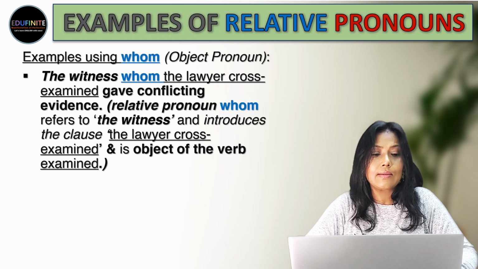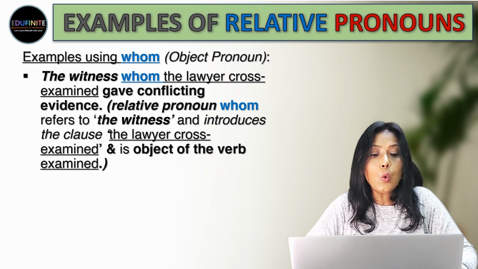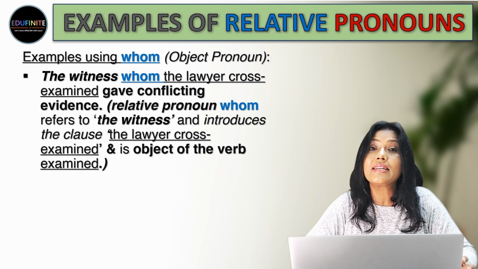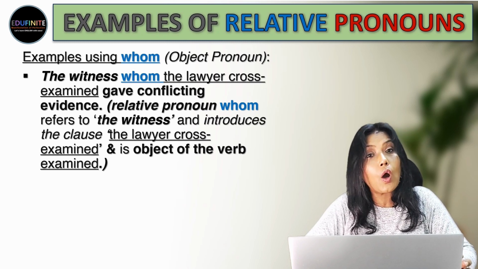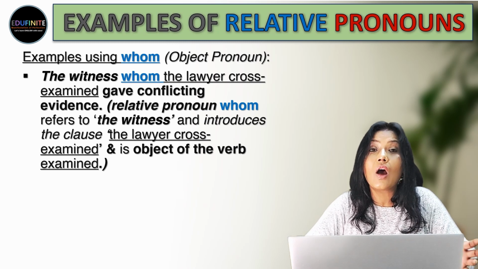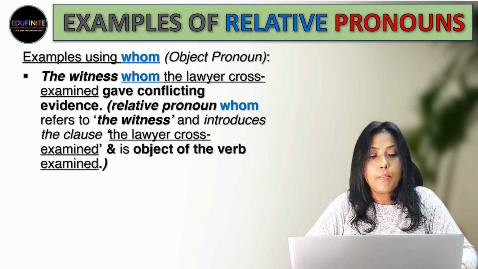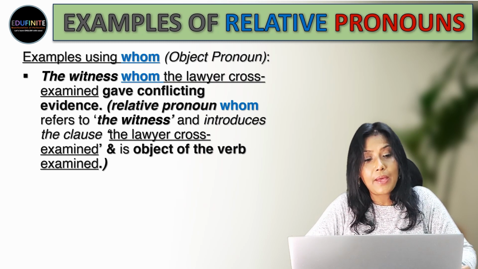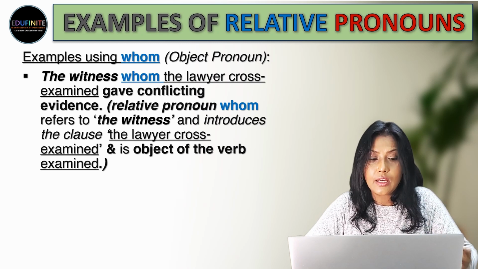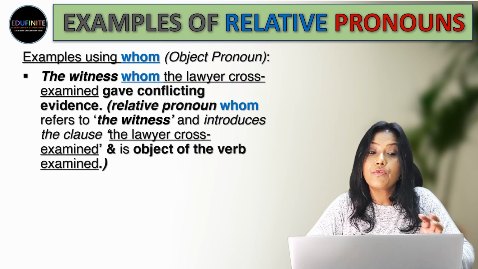So in this sentence, the witness gave conflicting evidence is the independent clause, and whom the lawyer cross-examined is the relative clause or the adjective clause headed by the relative pronoun whom. And whom tells us more about the noun the witness. So whom here is the object pronoun because it is the object of the verb examined. The lawyer examined whom? The witness. So this is the object pronoun. Okay, this is the object of the verb examined.